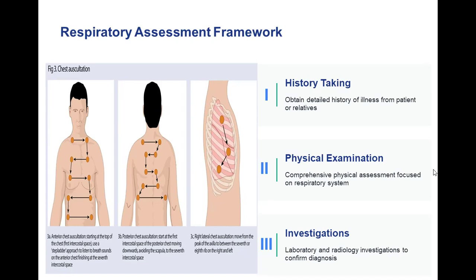Part 2 is the physical examination. This is the comprehensive physical assessment focusing intensely on the respiratory system, assessing for the clinical manifestations we just discussed. This is where you apply your skills of inspection, palpation, percussion, and also auscultation. Finally, part 3 covers investigations. These are the laboratory and radiology investigations necessary to confirm a diagnosis and determine the severity of the problem. We will now go into the specifics of each step, starting with the history of the patient's most critical symptom, which is dyspnea.